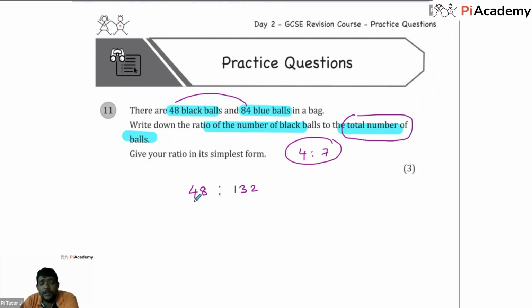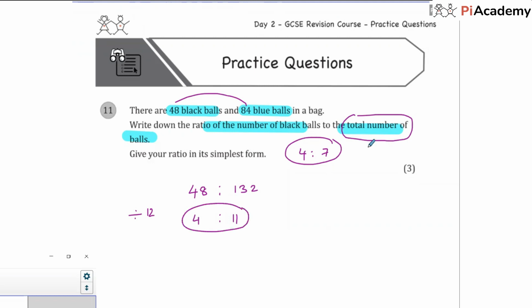So you're dividing by what number? Divide by 12. 12 times 4 is 48. 132 divided by 12 is 11. Okay. Yeah, 4 to 11. So you need to read the question really well. It is the total number of balls. Wonderful, wonderful. Good, excellent. Let's go to the next question, guys.